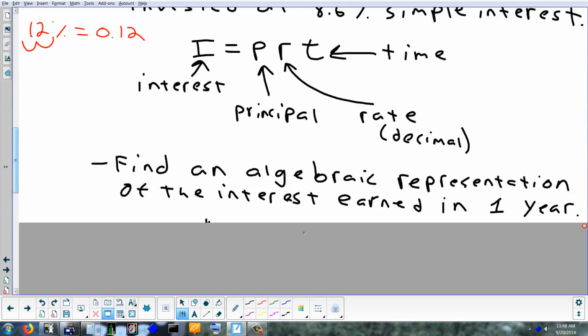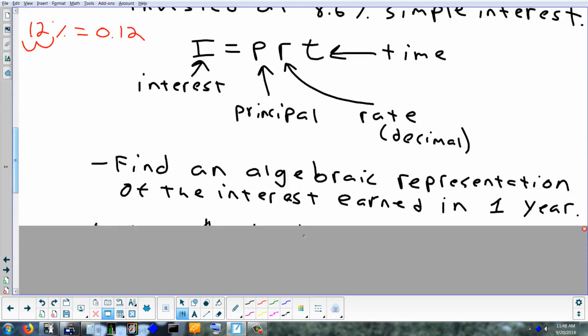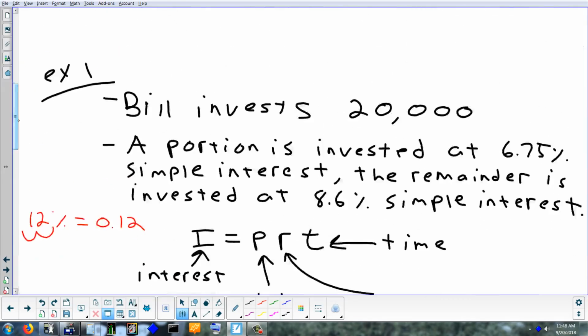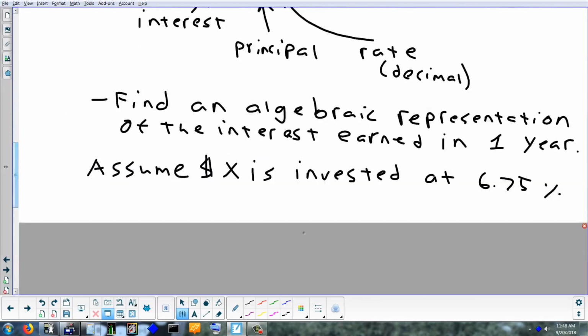So let's find an equation that shows us the amount of money that Bill would earn in 1 year. Now, to start you off, we don't know how much money he puts in the first investment, and we don't know how much money he puts in the second, but we've got to pick a letter. So let's just let X be how much money Bill puts in the 6.75%. We don't know how much, we just call it X.